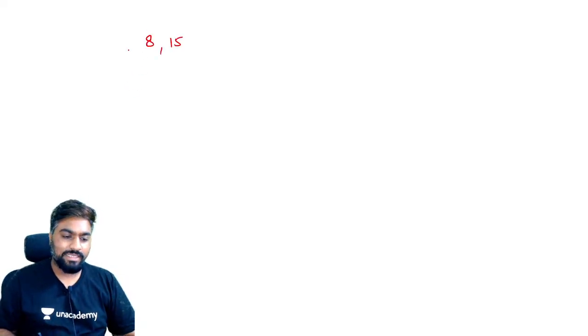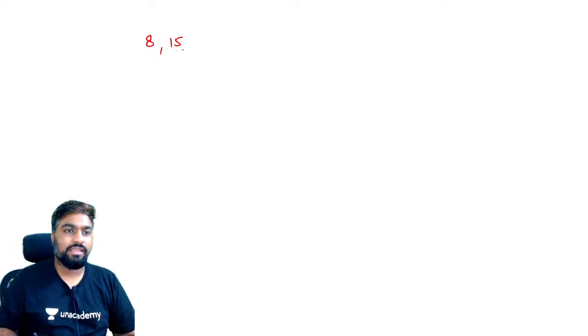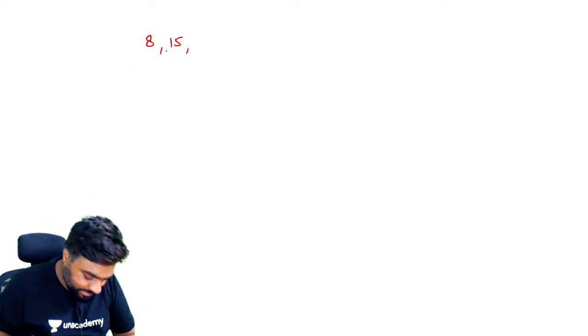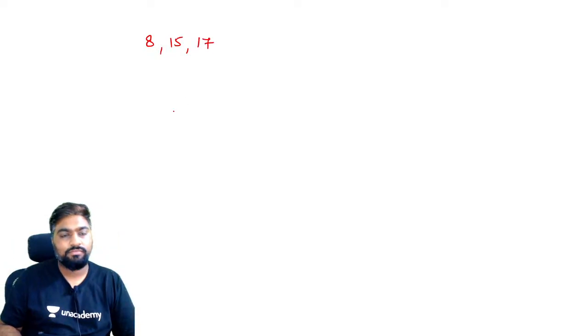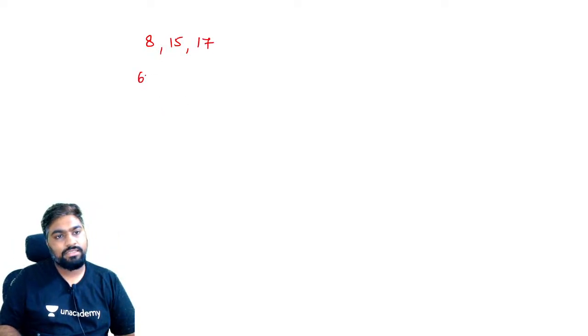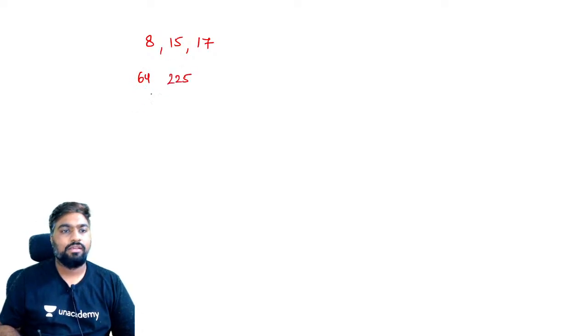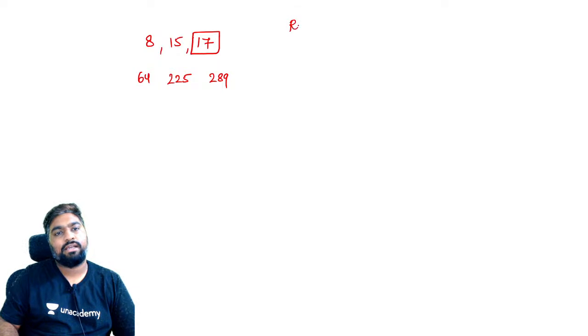Yes, one side is 8, the other is 15. If one side is 8 and the other is 15, you ought to know that the next side is going to be 17. 8 square is 64, 15 square is 225. You get 289. The square root of 289 is 17. That means this is a right angle triangle.